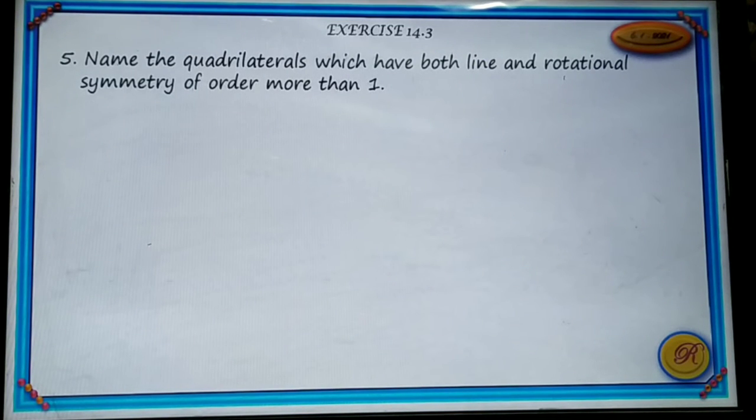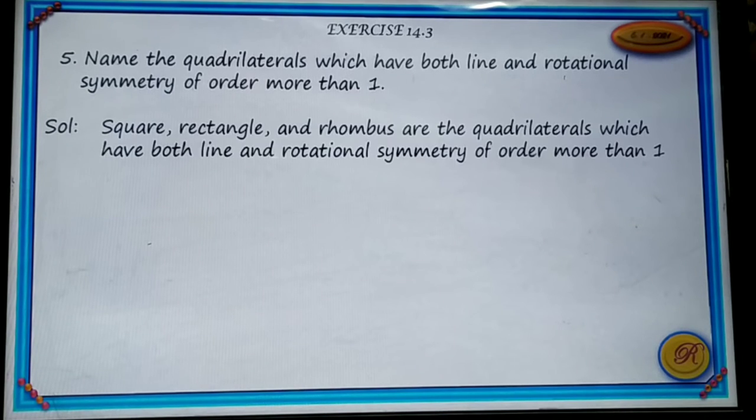Fifth question. Name the quadrilaterals which have both line and rotational symmetry of order more than 1. Solution. Square, rectangle and rhombus are the quadrilaterals which have both line and rotational symmetry of order more than 1.